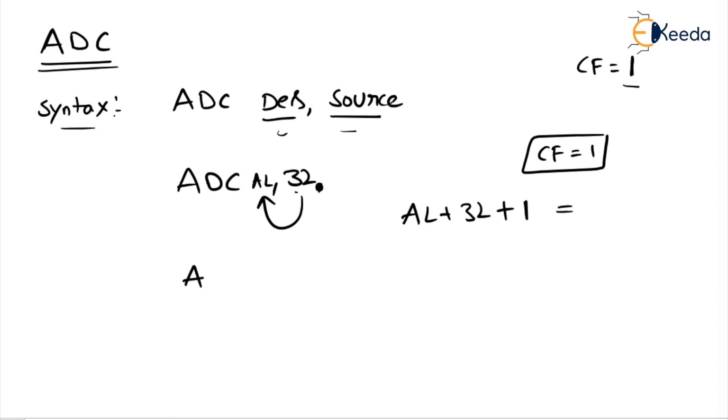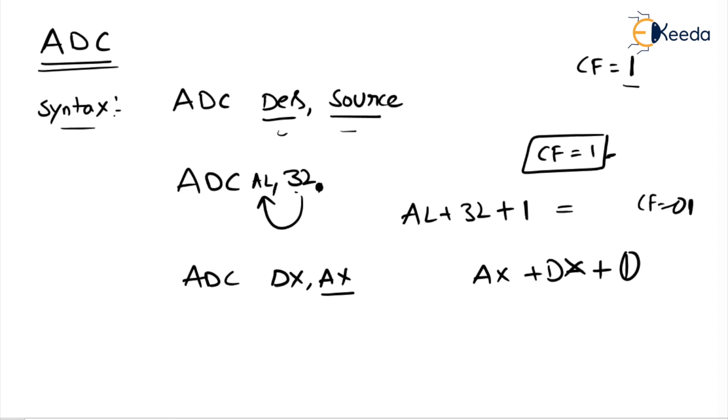In the same manner, ADC DX, AX. It adds with AX. The output is DX plus AX plus the carry flag. If the carry flag is 1, you add 1. Otherwise, if the carry flag is 0, then you add 0. The result will be stored again in the destination DX. This is about add with carry.